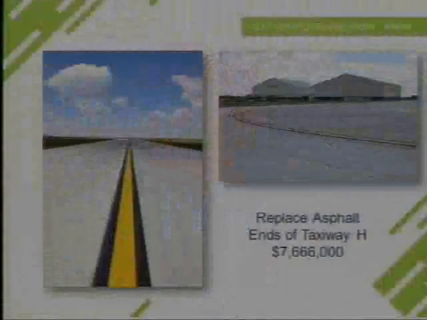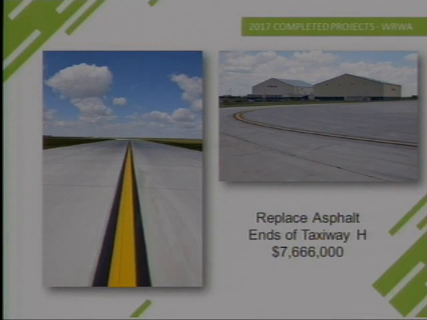I want to just talk about a few of the completed projects that we've done this last year. We've replaced the asphalt ends of Taxiway Hotel with concrete. This is a project that's over $7.6 billion. This is the furthest parallel taxiway on the east side of Will Rogers World Airport, and it's important that we replace this with concrete because concrete is more weight-bearing than asphalt, and this will support our future aeronautical development with heavier aircraft on the east side of the airport.